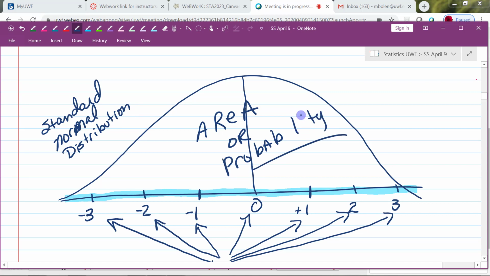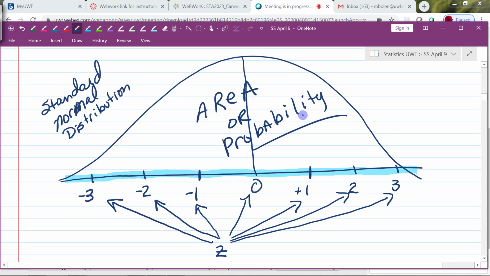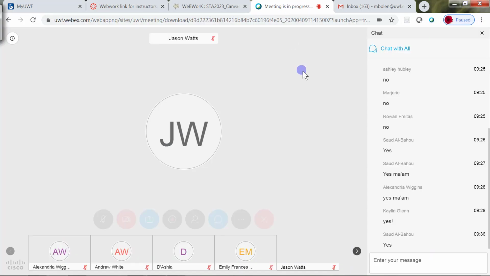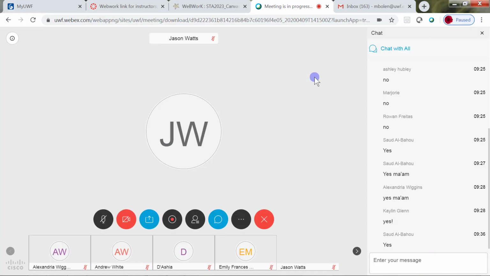Okay? Oh, my computer is having some issues. Hold on. There we go. So probability. There you go. Dropped my eyes. Okay. So, did it drop my Z? No, it didn't. Okay. So, Saud, how are you so far on this concept? Are you understanding my graph and where the numbers are and what they represent?